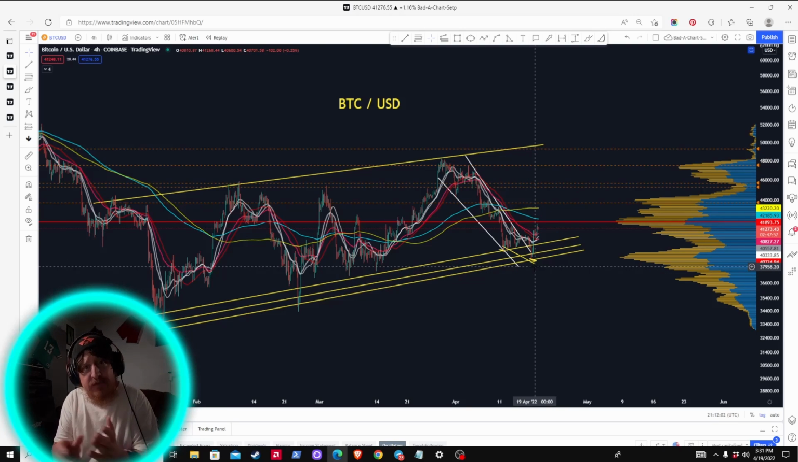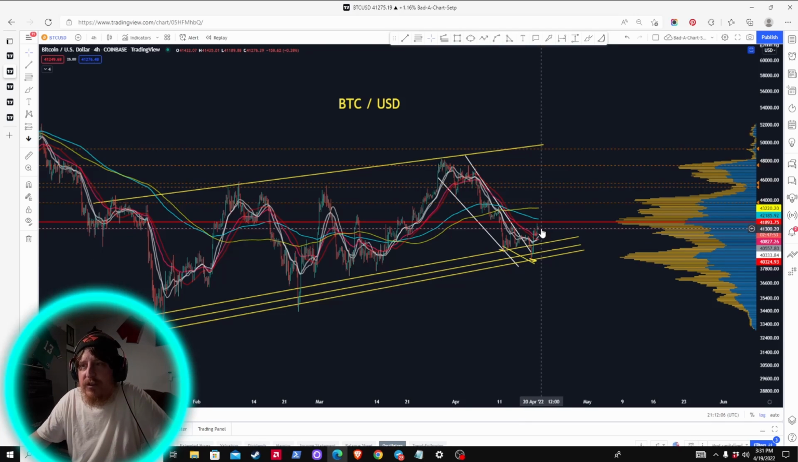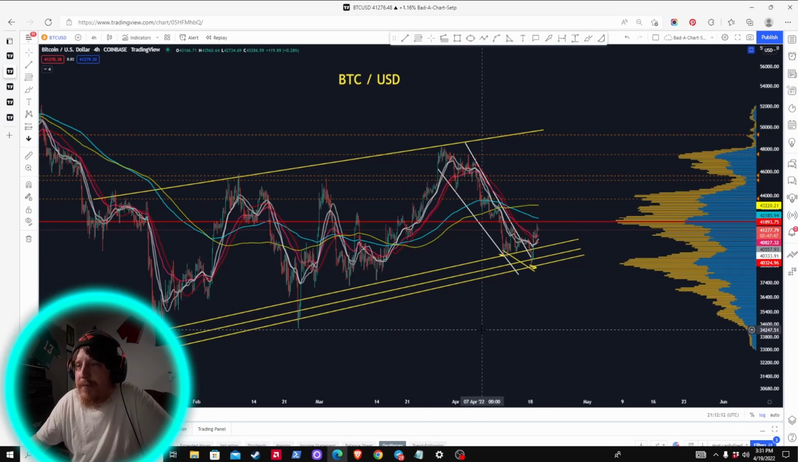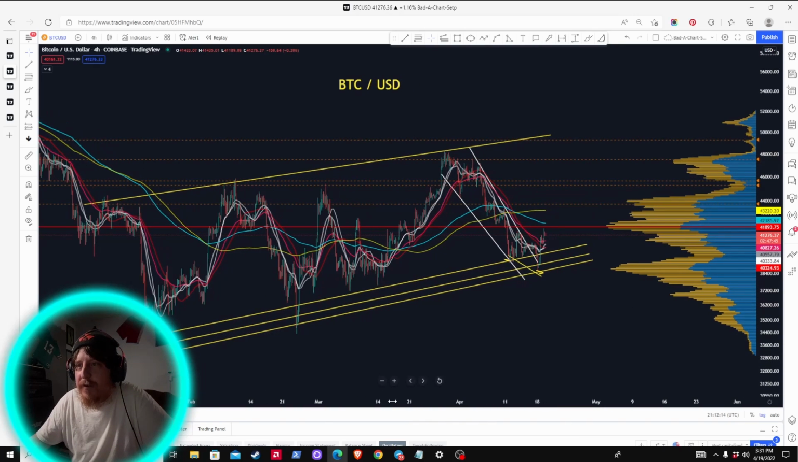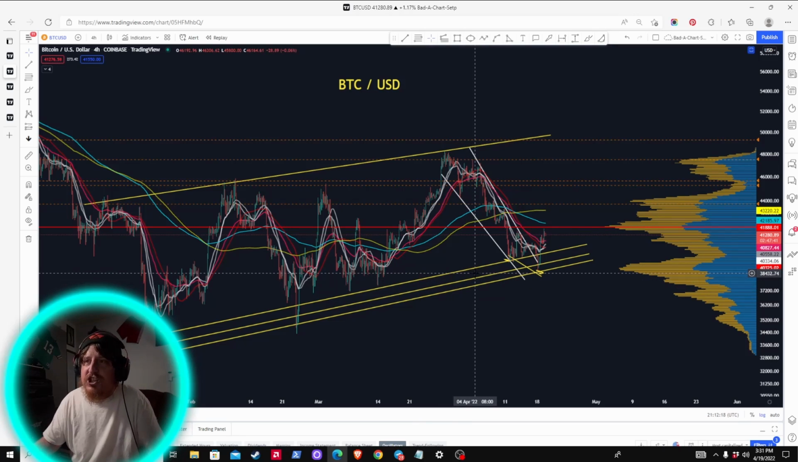41K was an important level we discussed yesterday that we needed to flip back as support. If we were to lose it, as long as we only lost it briefly, say we head back down and retest 40,500, that's okay. But we need to get back and stay back above 41,500. A daily close above 41,000 would actually be pretty bullish. I think our daily candle closes here.